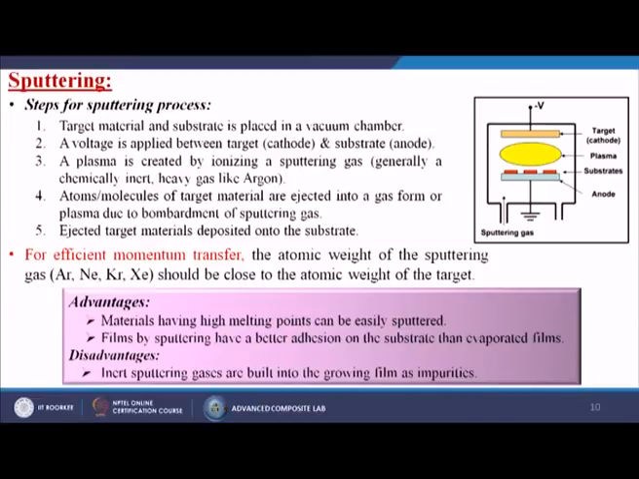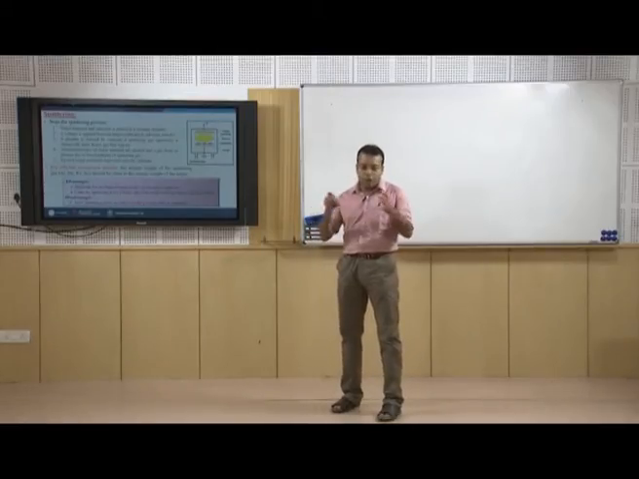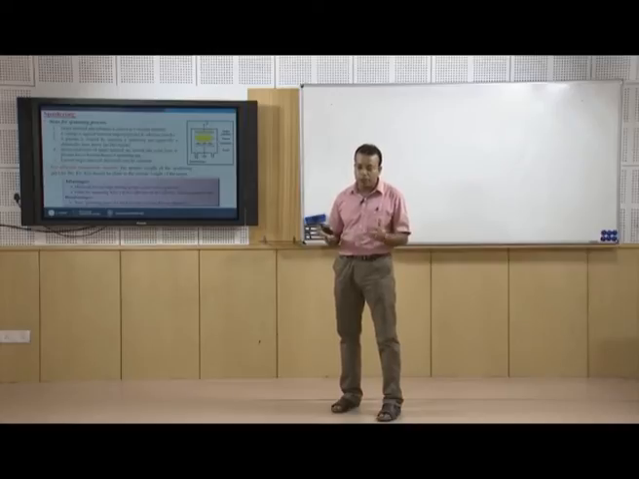So, for efficient momentum transfer, the atomic weight of the sputtering gas like argon, neon, krypton, xenon should be close to the atomic weight of the target, otherwise it is a little bit difficult. Then what are the advantages? Materials having high melting points can be easily sputtered. Films by sputtering have better adhesion on the substrate than evaporated films. Disadvantages: inert sputtering gases are built into the growing film as impurities. So, it can create certain impurities too, but overall the sputtering technique is good, and it is cheap and less time consuming.